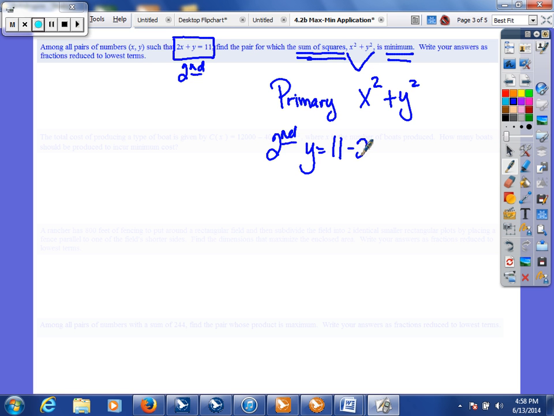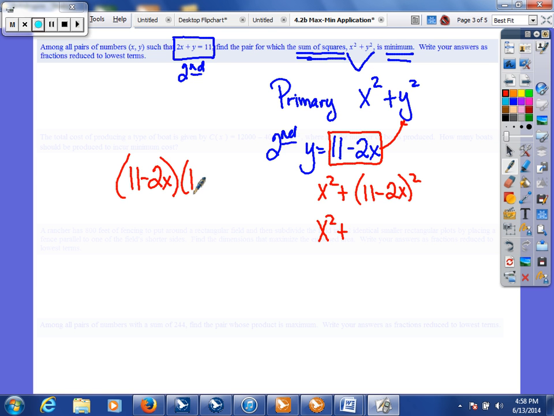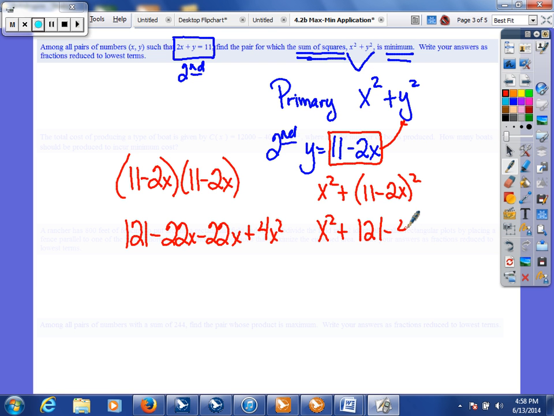So y is 11 minus 2x. And now I can substitute in what y is. I get x squared plus the quantity 11 minus 2x, squared. Be careful here. Make sure to square the quantity, not the term. So I've got a FOIL. Expand this out: 11 minus 2x times 11 minus 2x, a binomial expansion. You end up getting 121 minus 22x minus 22x plus 4x squared. Combine like terms, and you get 121 minus 44x plus 4x squared.